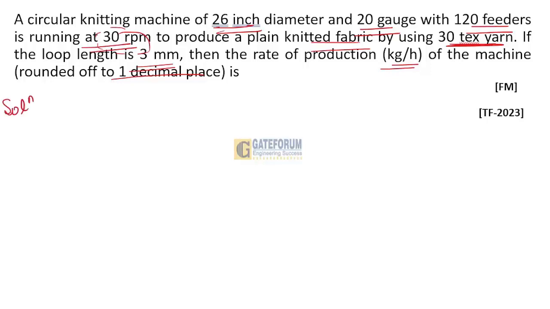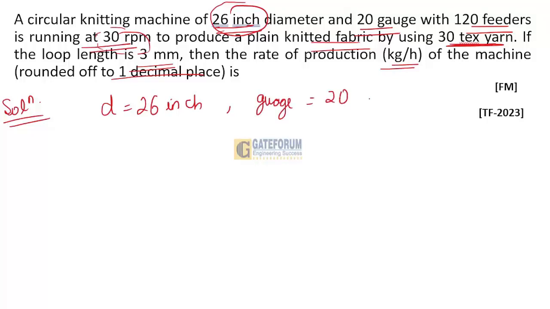The solution goes as follows: diameter D is given as 26 inch, and gauge is 20. First you have to calculate the number of wales, thereafter the number of courses, then you will calculate the number of loops. You know that the formula for the number of loops is number of wales into number of courses. When you calculate the number of wales and courses, you get the number of loops, and you need to find the loop length. The loop length is calculated from the number of loops into the loop length of a single knitted yarn. Then, once you have calculated the loop length, you can directly calculate the mass of the yarn and the production per kg.